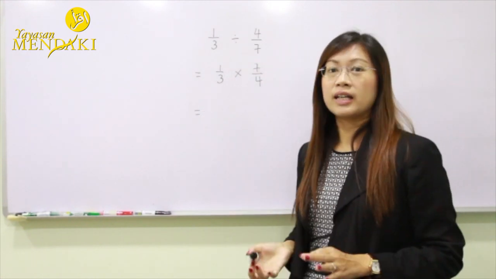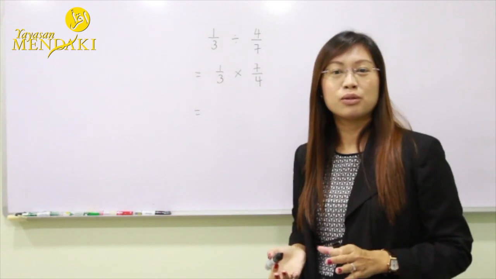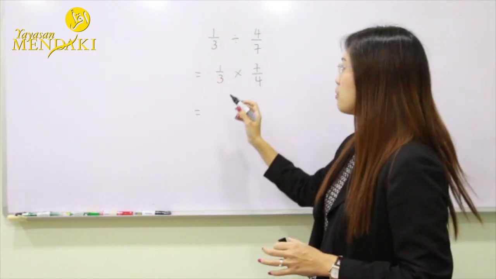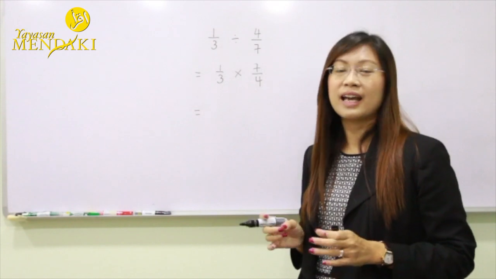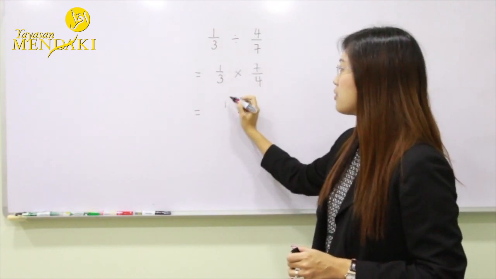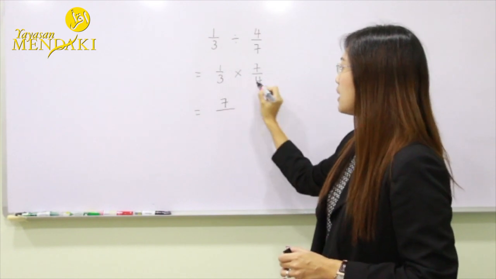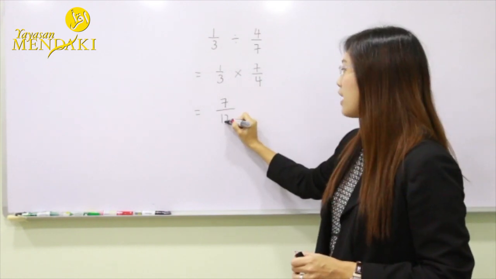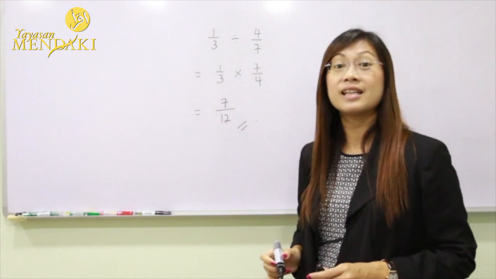So from here, we get a multiplication of fractions. We have to use the Burger King method again to multiply the numerators and the denominators. So we have 1 times 7 to get you to 7, 3 times 4, that gets you to 12, and hence your final answer will be 7 over 12.